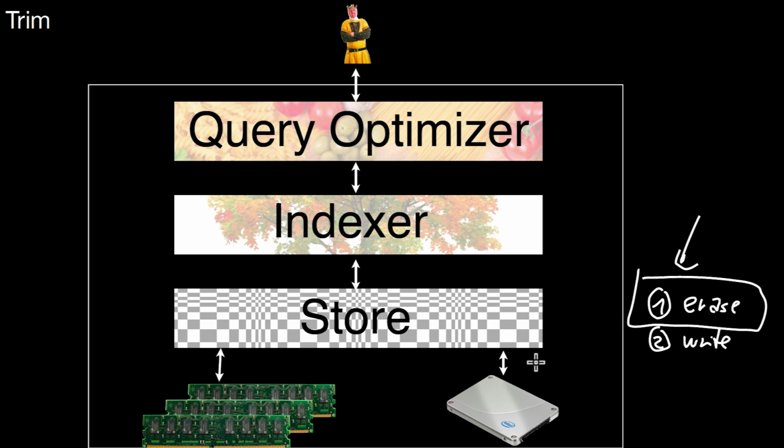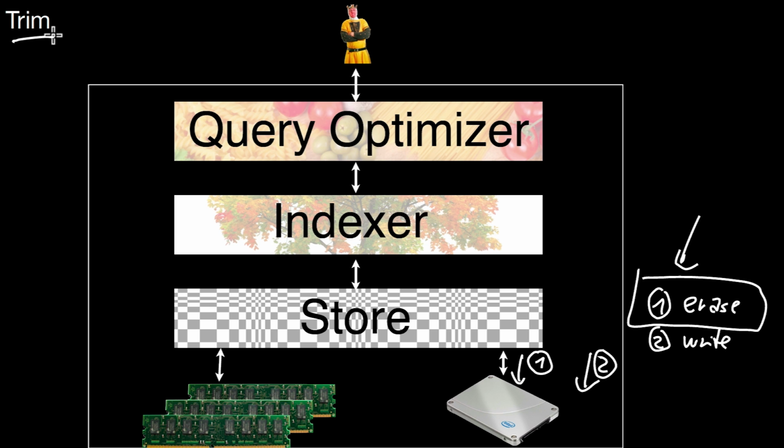So it's important to send this information down to the SSD as early as possible. And then once the write occurs, the likelihood is way higher that you can directly write. And there's a command for that that you can exploit, and that is called trim.